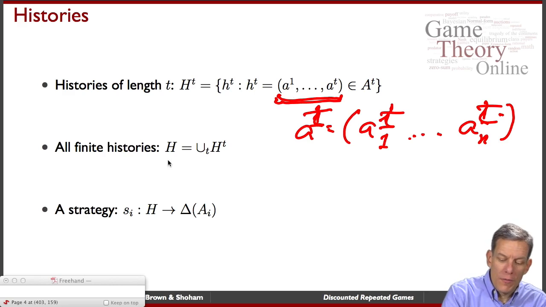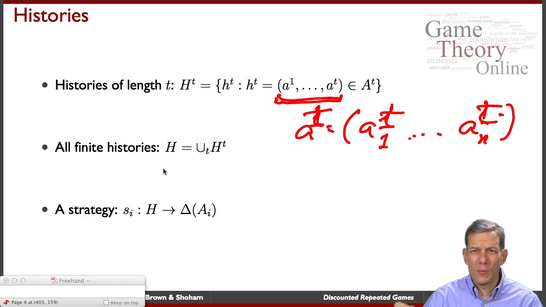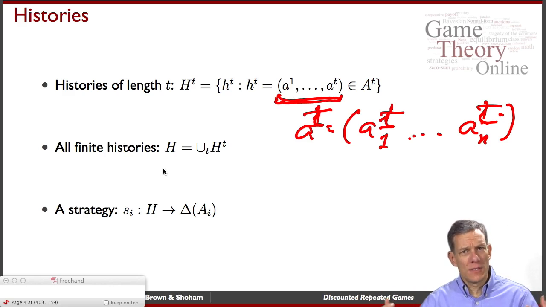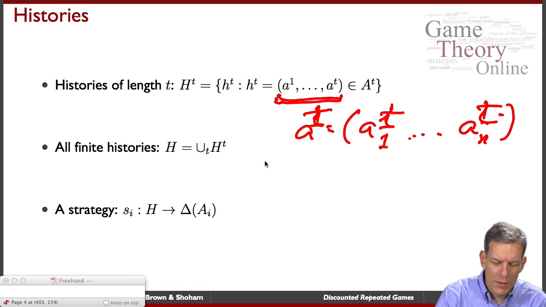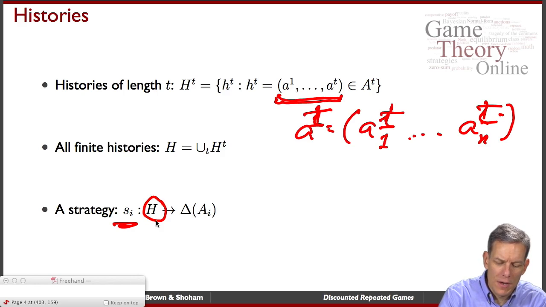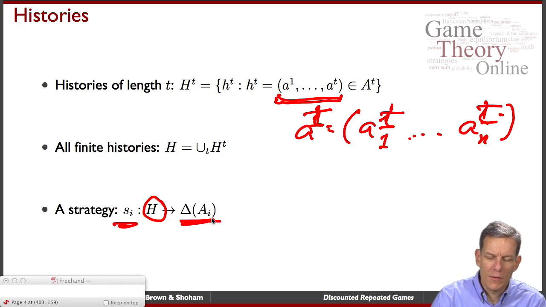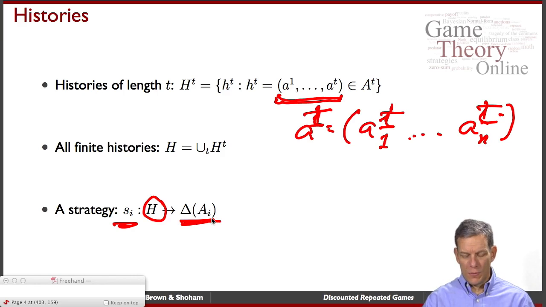And then we can talk about all finite histories, so all possible histories that I could be faced with when I'm playing this game, all the kinds of things I'm going to have to think about. What am I going to do if this happens? What am I going to do if that happens? So in an infinitely repeated game, I've got all these histories. What am I going to do in each circumstance? So a strategy is a map from every possible history into a possibly mixed strategy over what I can do in the given period faced with a given history.